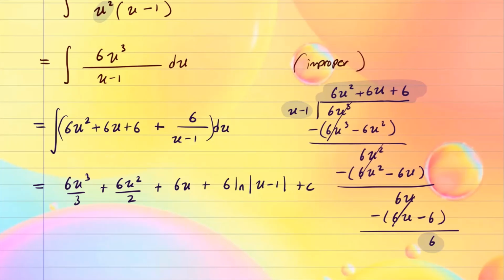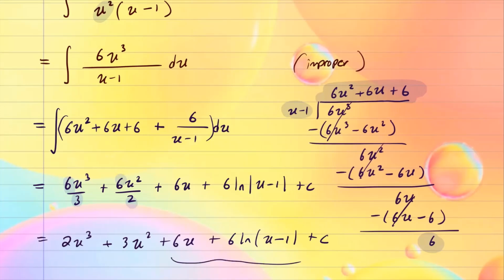All right, so we have successfully finished integrating. Now let's go ahead and simplify these coefficients. So 6 over 3, that's going to be 2u to the third, plus 6 over 2, that's 3u squared, plus 6u plus 6 ln of u minus 1, plus c. Now, you could factor things out. For example, you can probably factor out a 6 from here, but that's really not necessary. We can leave it in this form.